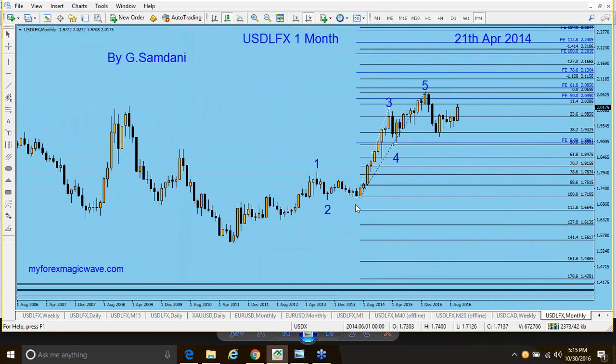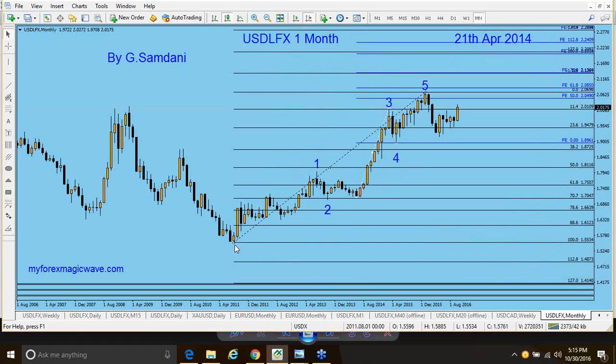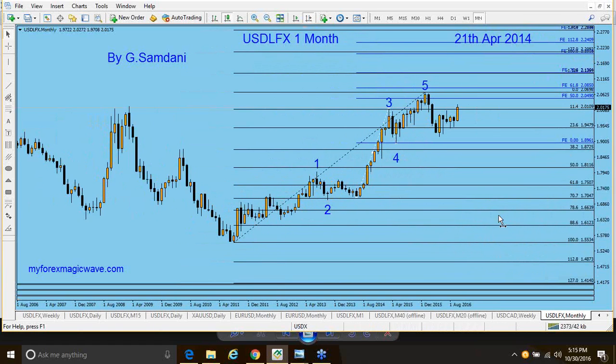So, time will tell where we're gonna go, but let's see if we start going to the downside on this USDX. So far, it is making this A, B, C to the upside.